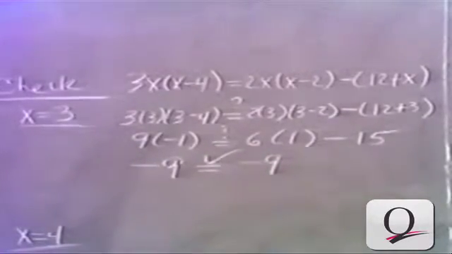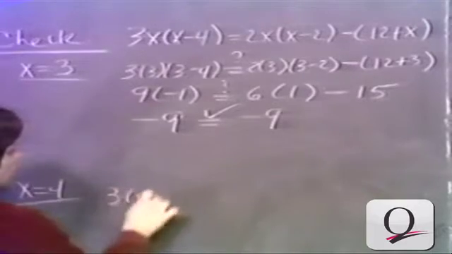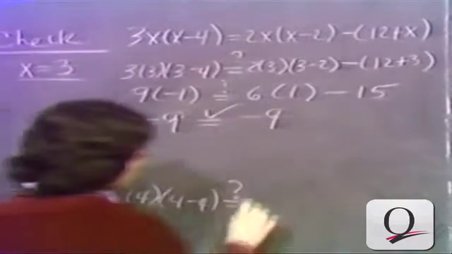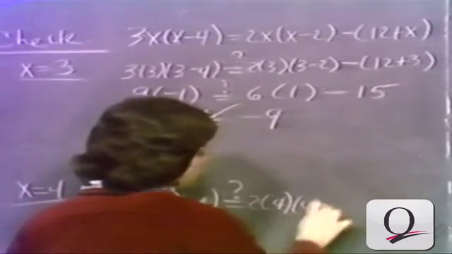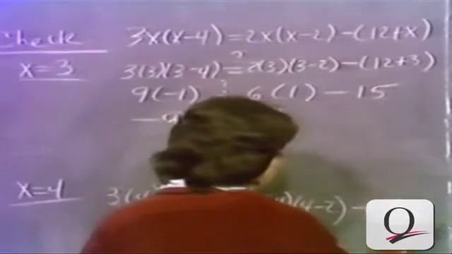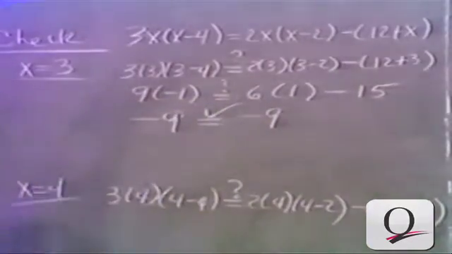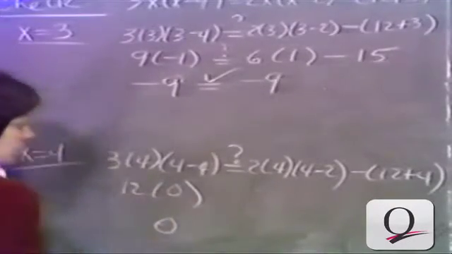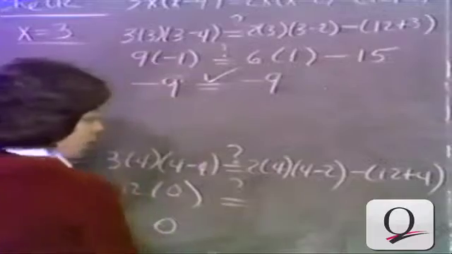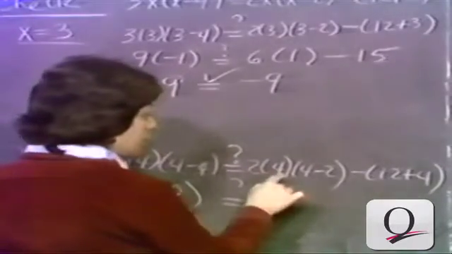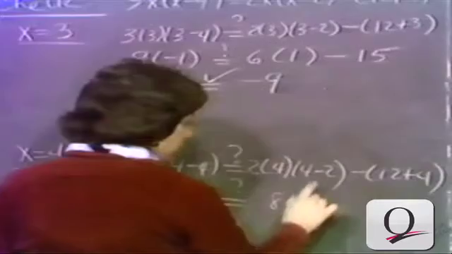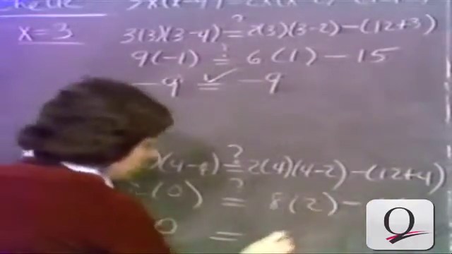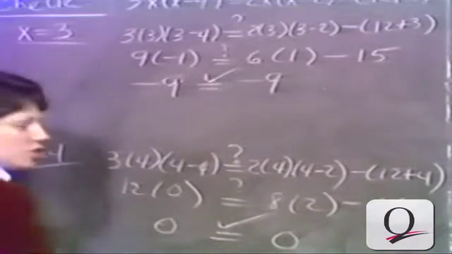Now let's try x equals 4. We'll get 3 times 4 times 4 minus 4 should be equal to 2 times 4 times 4 minus 2 minus, in parentheses, 12 plus 4. Now, on the left side here, we have 12 times 0, which, of course, is going to be 0. And on the right side, we have 2 times 4, that's 8, times 2 minus 12 and 4, 16. And that's 16 minus 16, which also equals 0, so it does check out.